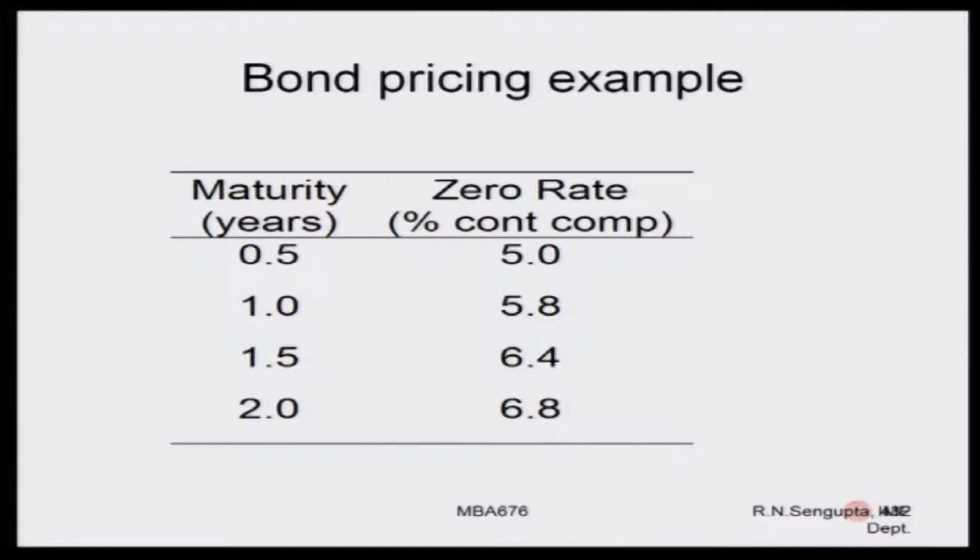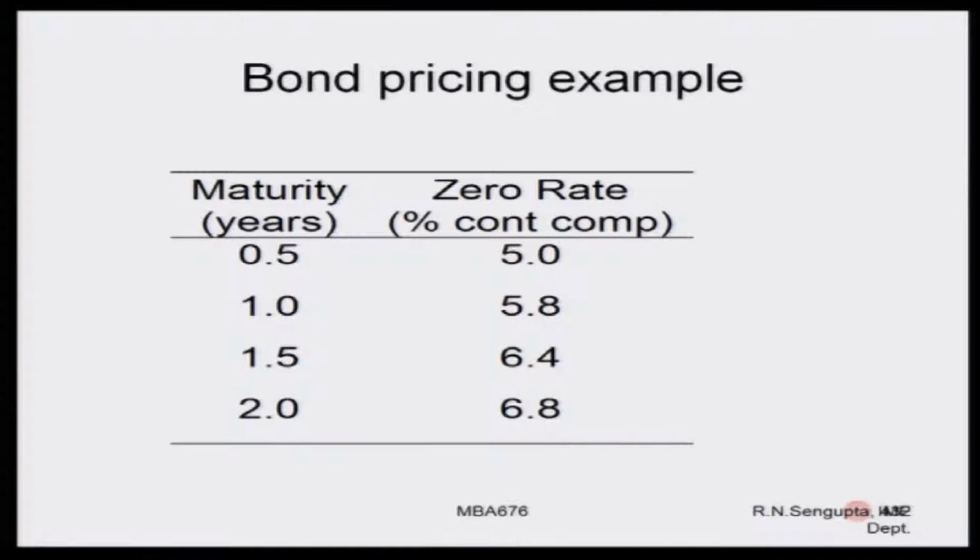In the first column you have the time, in years as always. So you have half year, 1 year, 1.5 years and 2 years, and the zero interest rates, continuously compounded per annum, are given as 5.0, 5.8, 6.4, 6.8. Again you will see as time increases the zero interest rate also increases. Now, what does this 5, 5.8, 6.4 and 6.8 mean?